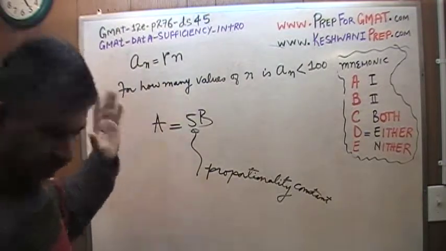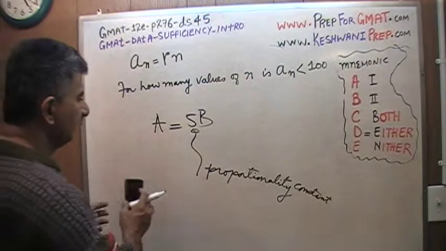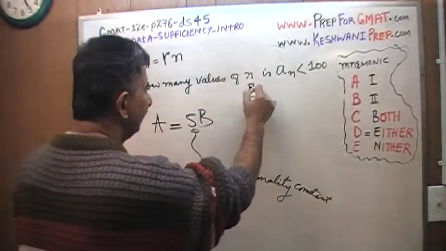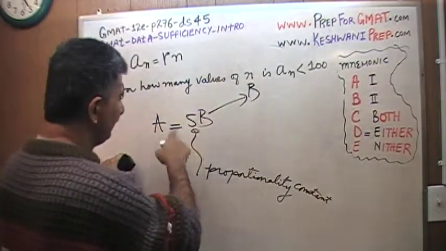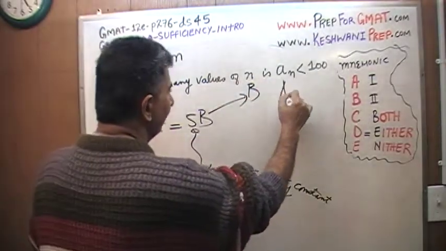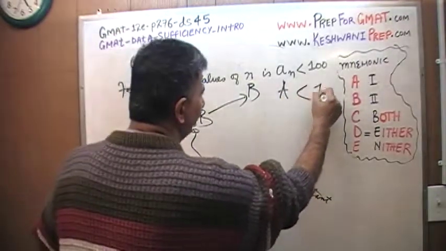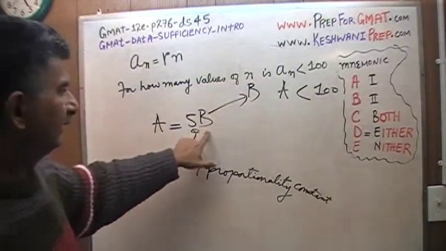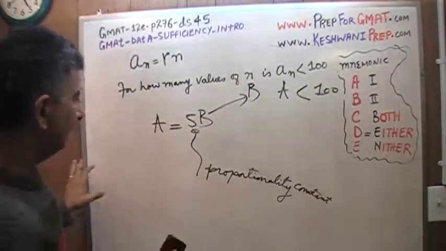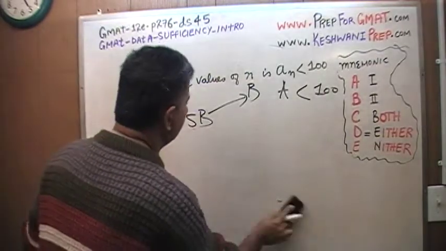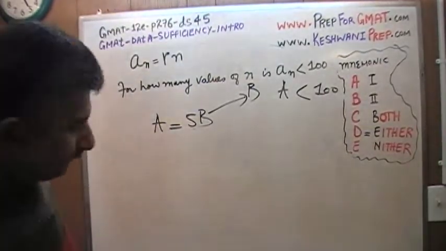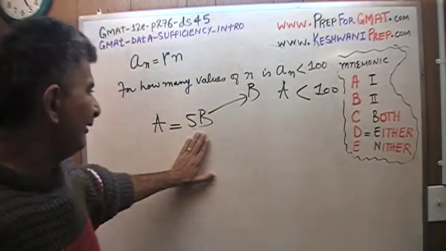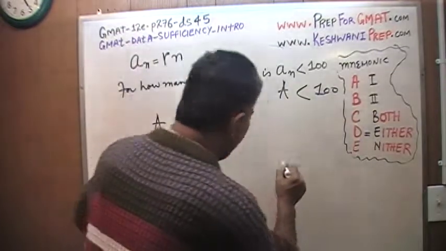For example, here, we can ask you the same question. For how many values of B, this B right here, is this A less than 100? Same exact question as this one. For how many values of B is A less than 100? Can you tell me the answer? Let's erase this thing so we can concentrate on it. How many? The answer is 19. There are 19 values of B if B has to be a positive integer.